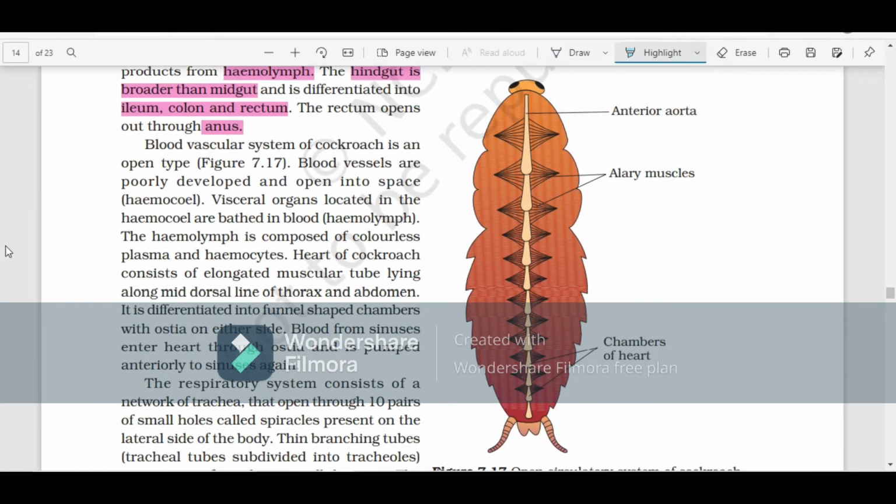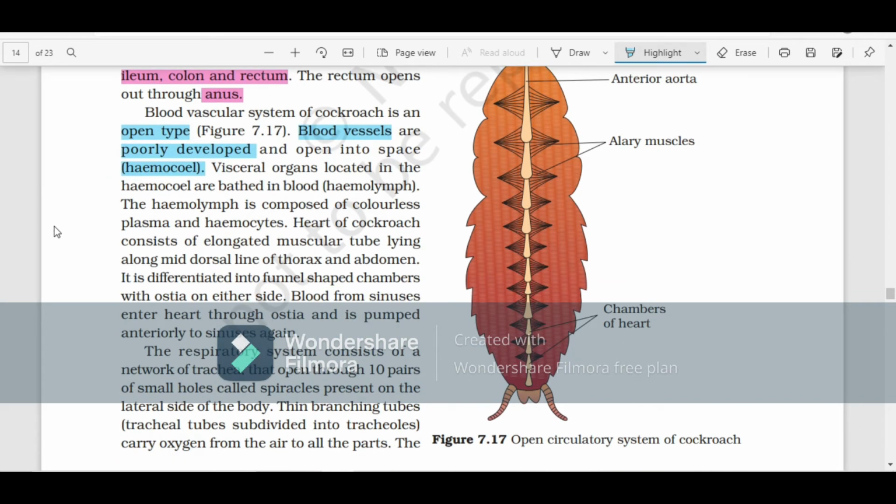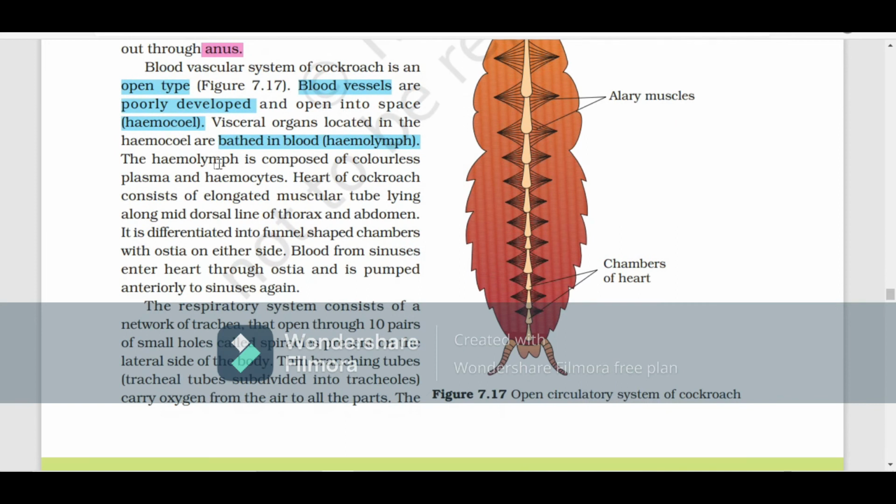Okay. The blood vascular system of cockroach is of an open type. For earthworm, was it open or closed? It was closed. Likewise, for cockroach, it is open. Blood vessels are poorly developed, and they open directly into spaces. The body cavity is called the hemocoel. And what is the blood of cockroach called? Hemolymph, right? Visceral organs located in the hemocoel are bathed in hemolymph. This hemolymph is composed of colorless plasma and hemocytes. Hemocytes are basically the blood cells.